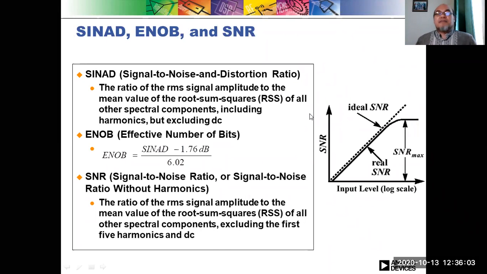Okay, this is another dynamic parameter. SINAD is the signal to noise and distortion ratio. That's the ratio of the RMS signal amplitude to the mean value of the root sum square, RSS, of all other spectral components, including harmonics but excluding DC. Then the effective number of bits, ENOB, is calculated from SINAD minus 1.76 dB, divided by 6.02. Then the signal to noise ratio, as we have here.